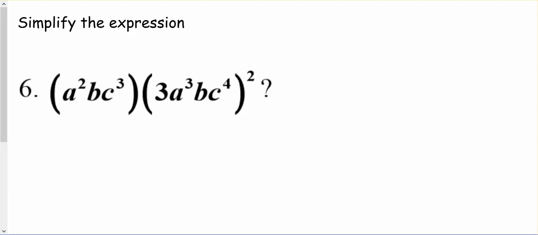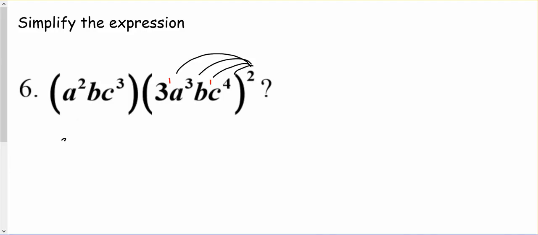Another property of exponents, this time we're taking a power to a power, so I need to distribute this exponent, which is multiplication. When there's nothing there, there's invisible ones.